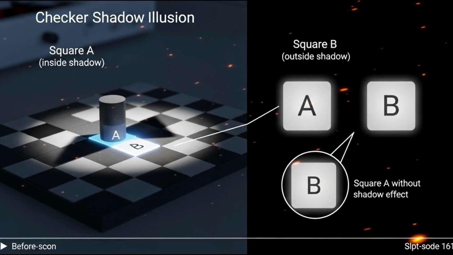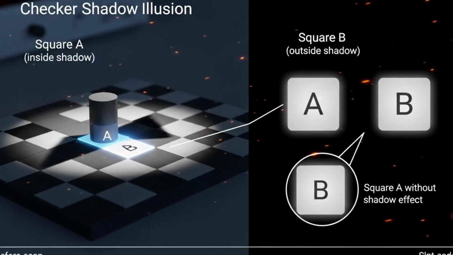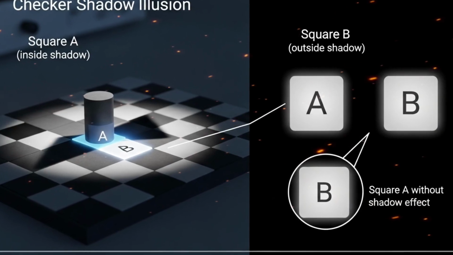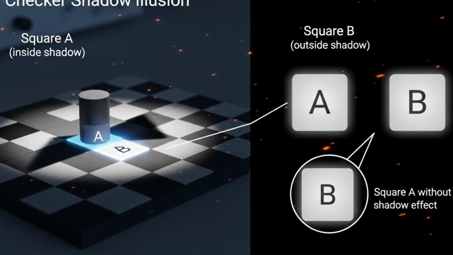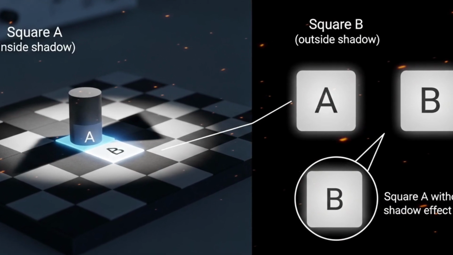Look at this checkerboard pattern. You see two squares, A and B. They look like different colors, right? Square B, under the shadow, appears darker than A. But what if I told you they are the exact same color?